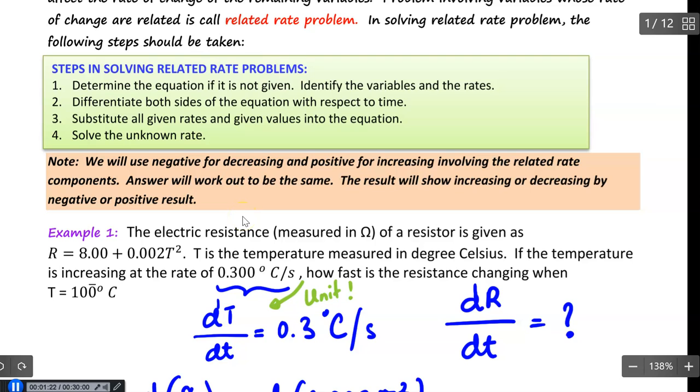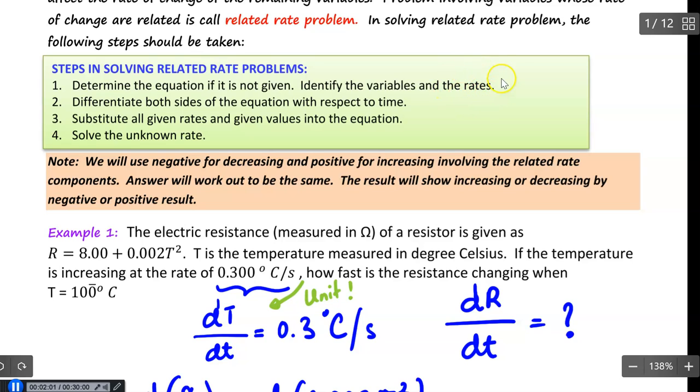Okay, so in working with related rate problems, the most challenging part is identifying the variables and the rates. In fact, determining the equation is one of the most difficult parts. However, most of the time the equation will be given to us. And to identify the variables and the rates, I will give everyone a hint: if we are talking about rates, then we have to think of this in terms of time. Time is the factor that determines the rate.